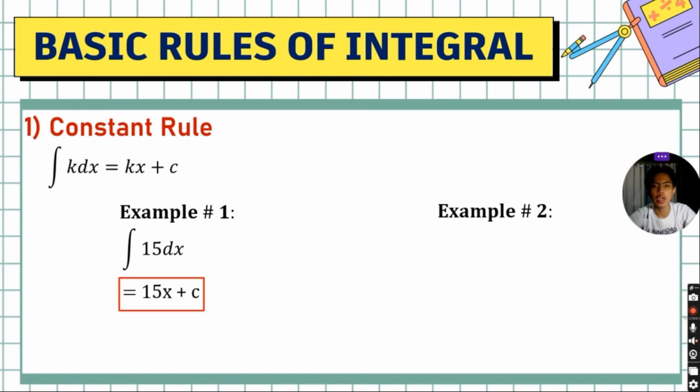Second example, the integral of 28 dx. So 28 is the k, add x, and then again, always put plus c. That is the final answer.